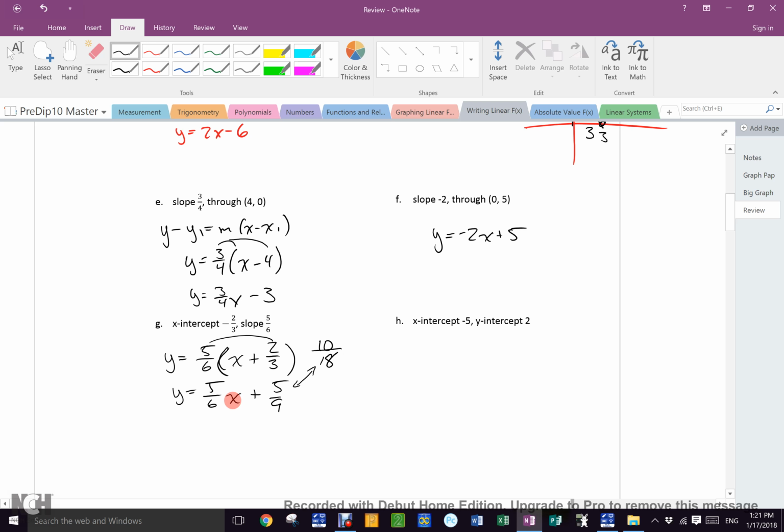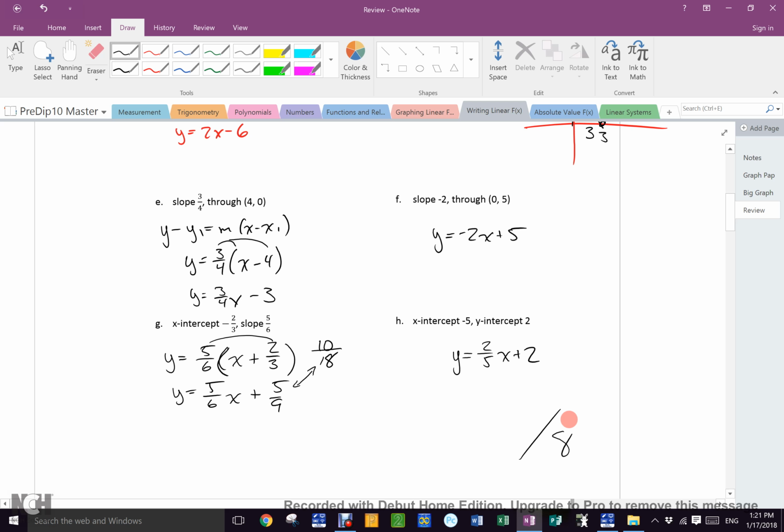Okay. And x-intercept of negative 5 and 2, that means your slope is 2/5. So it's y equals 2/5 x plus 2. Making that whole page out of 8. Is there any one of those you wish to ask about, or can you all give yourselves a grade?